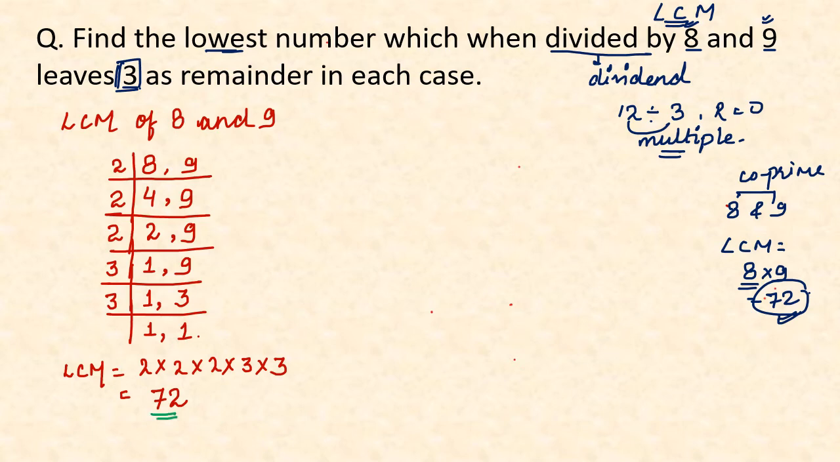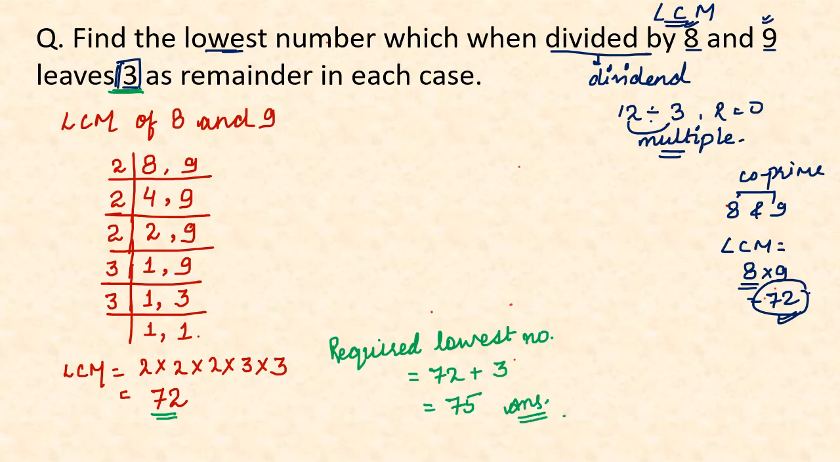So 72 is exactly divisible by 8 and 72 is exactly divisible by 9 also. But here they are saying that the number leaves 3 as remainder. But if you divide 72 by 8 or 9, the remainder will be 0. Now what do we have to do? To get this remainder, we have to add this remainder to the LCM. Therefore, to 72 we will add 3. So the required lowest number will be equal to 72 plus 3, which is equal to 75. When we divide 75 by 8, 3 will be the remainder, and when we divide 75 by 9, again the remainder will be equal to 3. So after finding the LCM, we add this remainder to the LCM to get the lowest number.